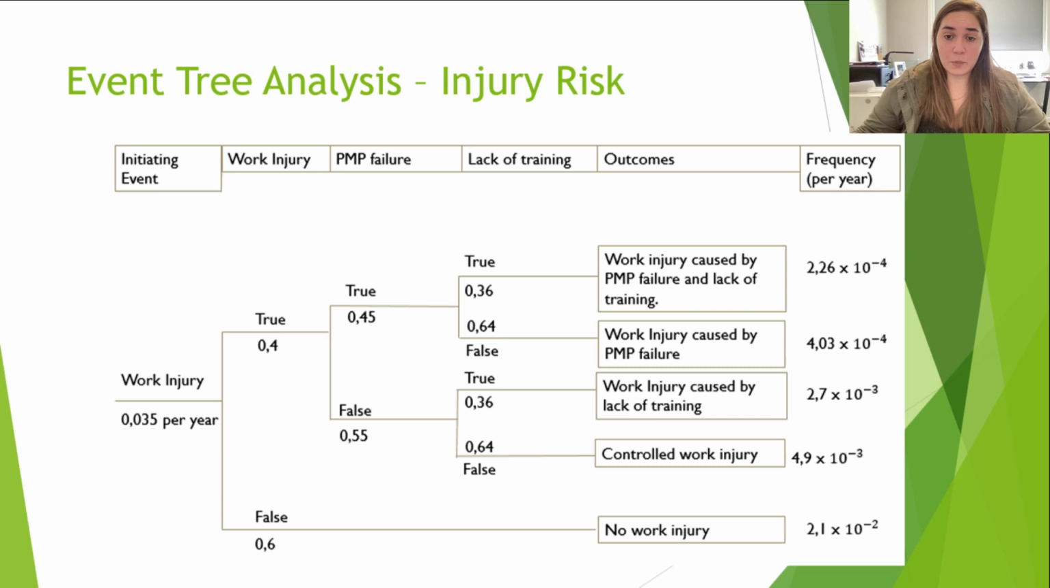From the event tree analysis, we got 5 different scenarios, which say that the work injury can be caused by PMP failure and lack of training, can be caused by PMP failure or by lack of training, can occur for another reason, or even cannot occur. Those were the 5 different case scenarios that we got, and we also got different probabilities for them to happen at RTS. From the event tree analysis, we should decide on the financial viability of applying those risk controls and make the decision to apply or not.